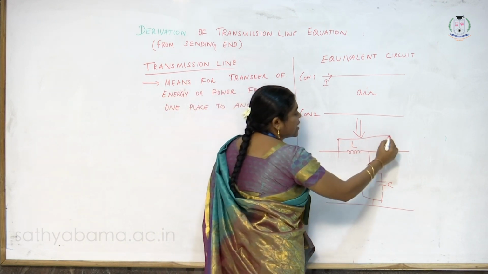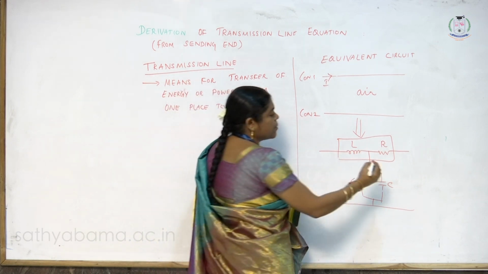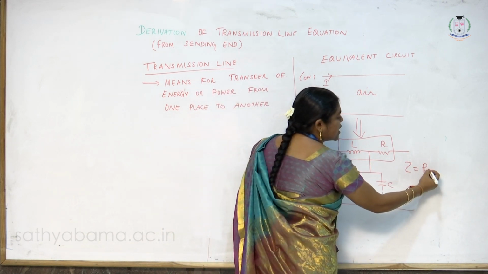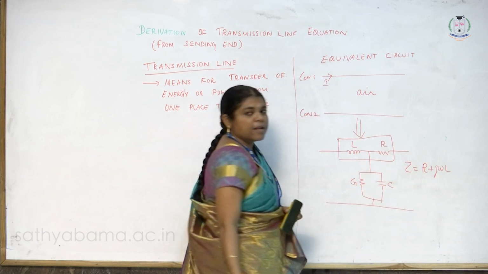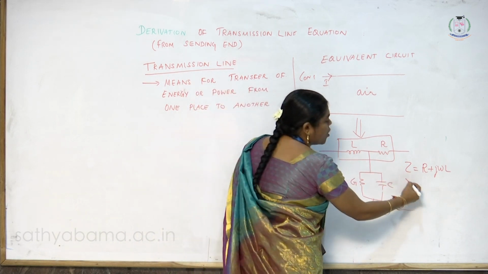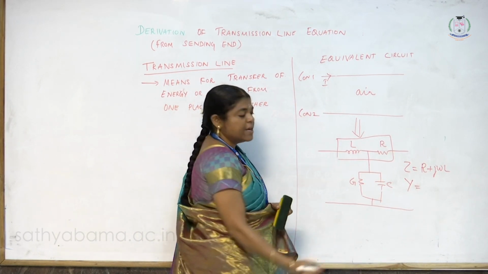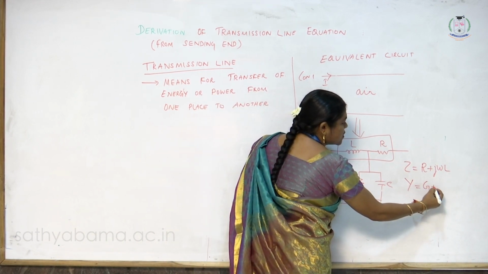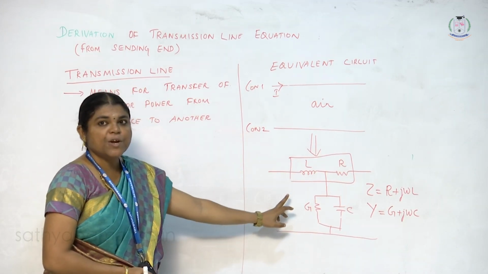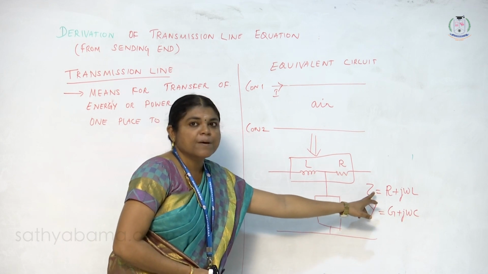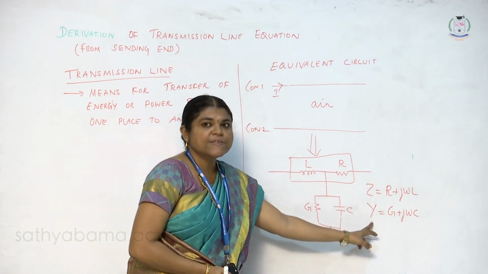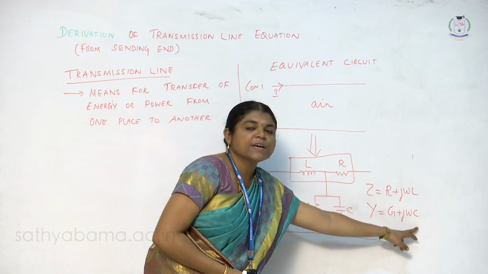This inductor and resistance put together can be called the series impedance Z, which I can write as R plus j omega L. This parallel combination of capacitor and conductance can be called the admittance Y, which can be written as G plus j omega C. Thus, the equivalent circuit is made of a series impedance term made by a resistor and an inductor, and a shunt admittance term made by the conductance and capacitance.